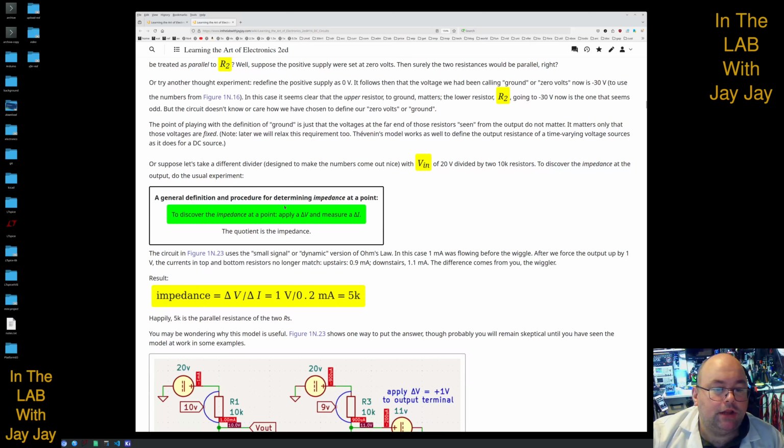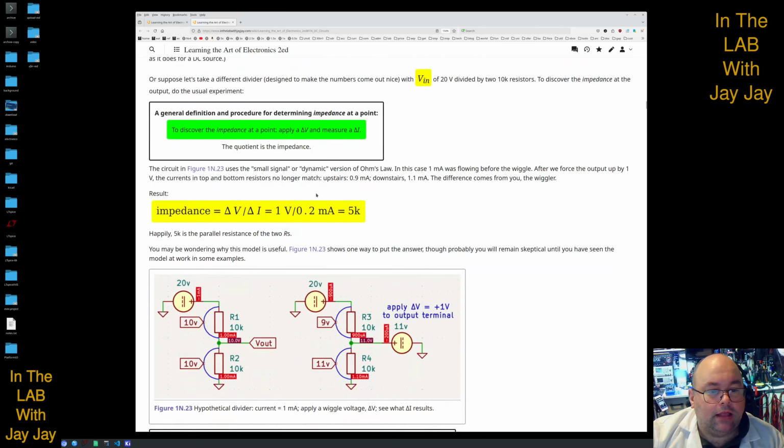A general definition and procedure for determining the impedance at a point is to apply a change in voltage and measure the change in current. Then you just divide V by I, and you get a quotient, and that quotient is the impedance. And that's the dynamic resistance. And it's something that we did.